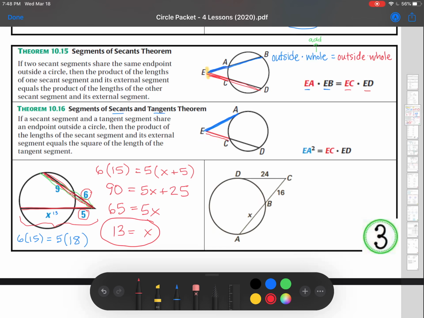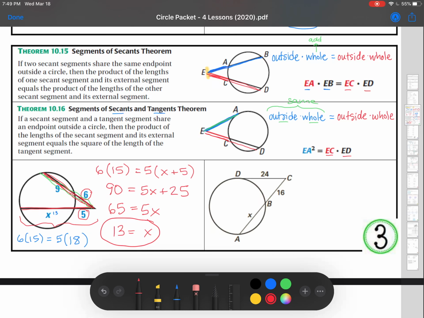So outside times whole, that's the EC times ED. So I like to still think of it the same way, that the outside times whole equals, and that's for the tangent segment, the outside times whole, and that's for the secant this time. And like I said, the only thing is the outside and the whole for this tangent segment are both the same thing. So we're taking the same thing times the same thing. Let's do an example and see if that makes any sense.